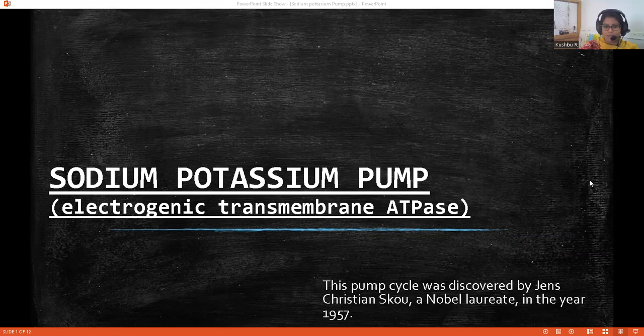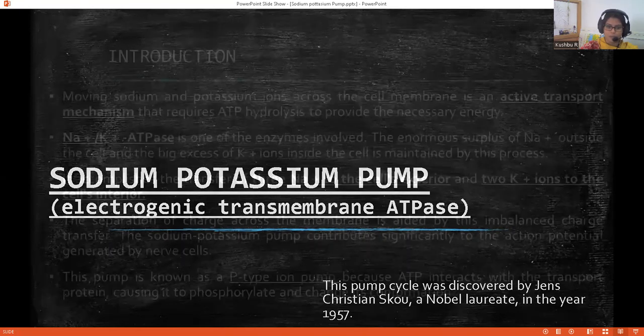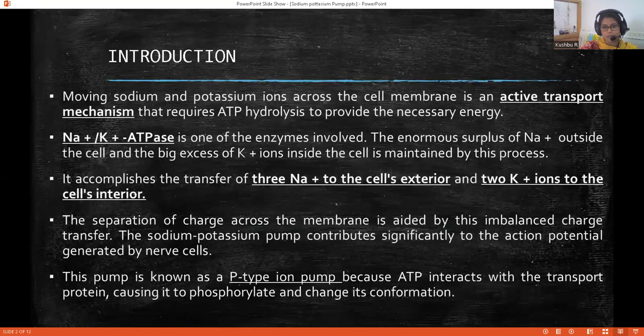This ATPase enzyme facilitated mechanism was discovered by Jens Christian in the year 1957. The sodium potassium pump enables us to understand how sodium exits the cells and how potassium ions enter into the cell, with an equilibrium maintained between them. That is all about your sodium potassium pump. As I told you, it is the best example for ATP facilitated diffusion.